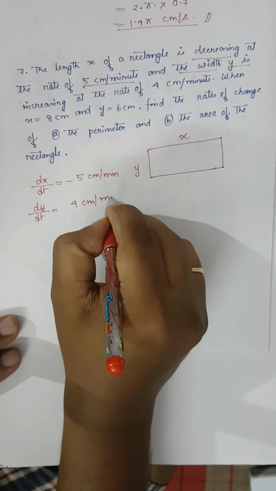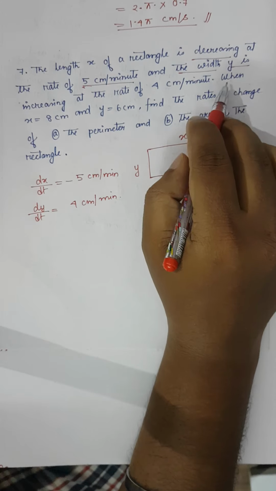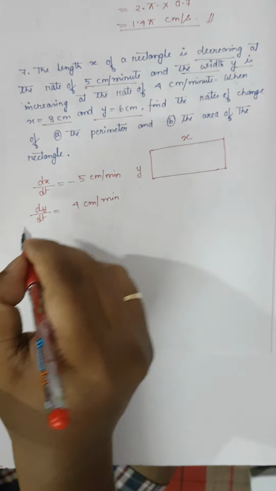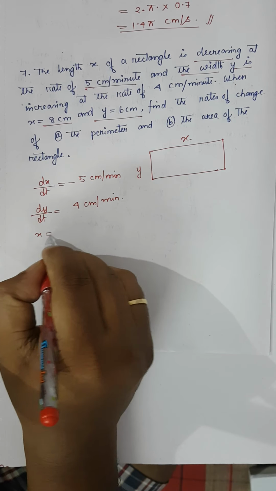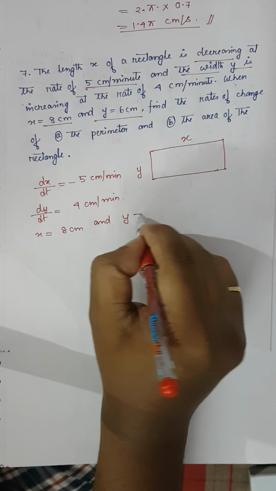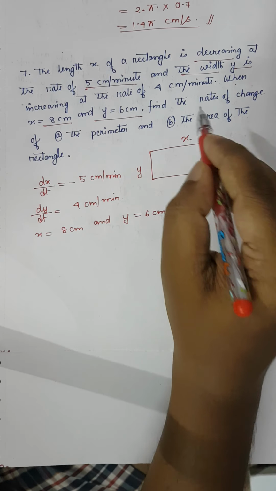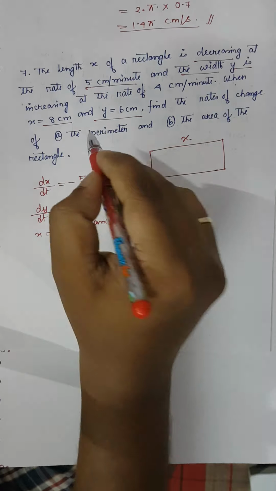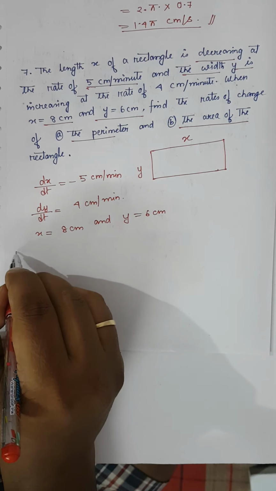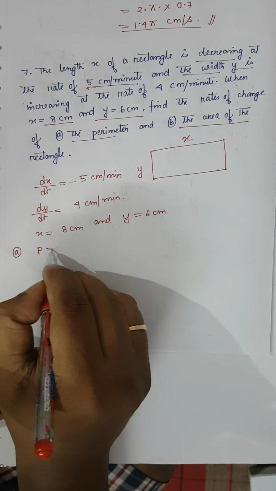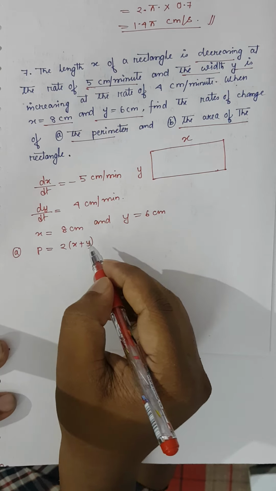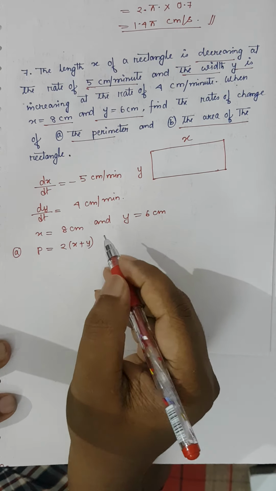The width is increasing. So when x equal to 8 centimeter and y equal to 6 centimeter, at some instant, you have to find the rate of change of the perimeter and the area of the rectangle. So number 1, for perimeter P is equal to 2 into x plus y. We know for a rectangle the perimeter is equal to 2 into length plus breadth.